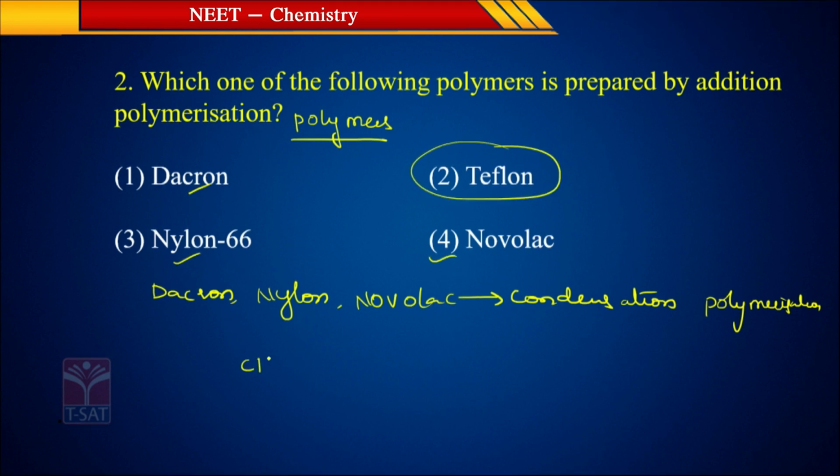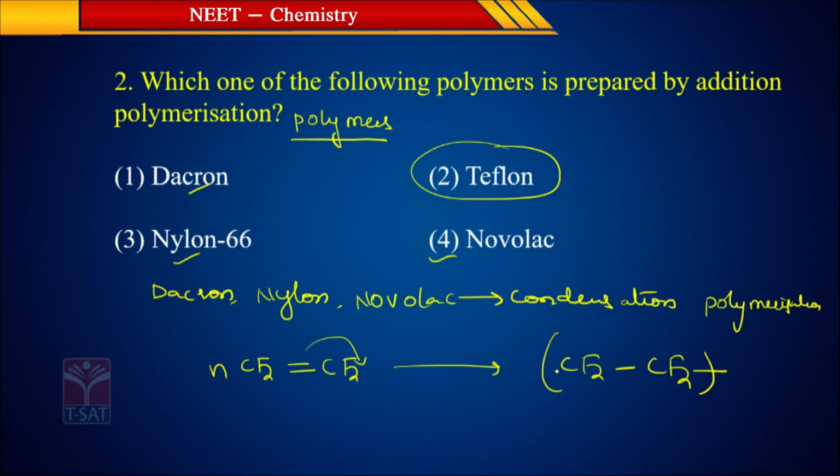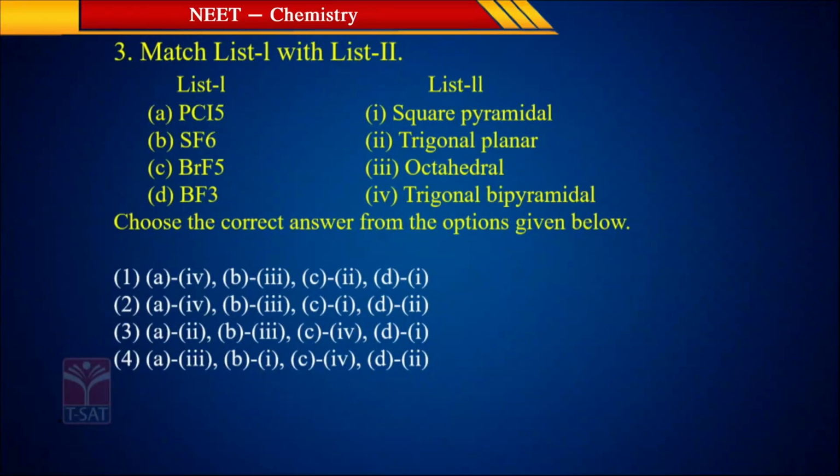Teflon means polytetrafluoroethylene. The monomer is CF2=CF2, n moles of which undergo polymerization to give the polymer with repeating unit CF2-CF2, taken n times. This is tetrafluoroethylene, which forms Teflon, and it is addition because addition took place here. Between one CF2 and another CF2, a bond is formed by breaking the pi bond. So Teflon is an addition polymer. Remember the type of polymerization here: Dacron, nylon 6,6 and Novolac are condensation polymers. Okay, next, coming to the match the following.